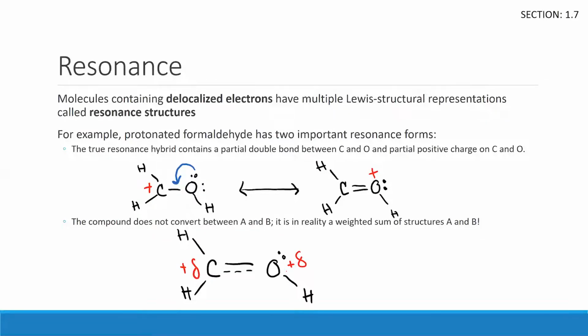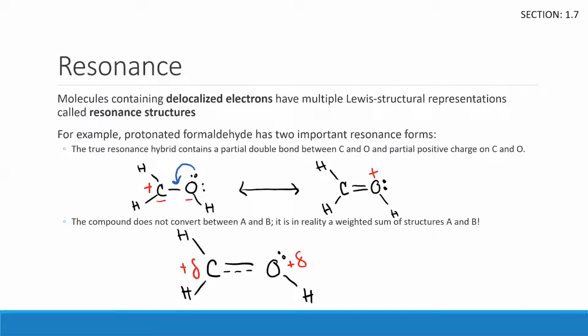So we're going to see different representations of the same molecule to show you places where the electrons sit. Here's an example. Protonated formaldehyde actually has two important resonance forms. One of the resonance forms has a single bond between the carbon and the oxygen. The oxygen contains two lone pairs, and it's forming two bonds, one with carbon, one with hydrogen. And the carbon itself has a formal +1 charge on it.